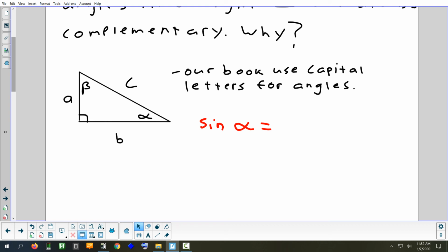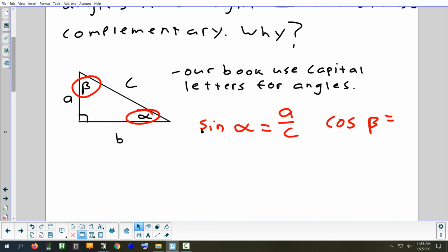A divided by C. Now, watch what I'm going to do here. I'm going to put the word co in front of the function I just used. Cosine. And I'm going to use the other angle, which remember, these two angles add up to 90. So what did we call them? They're complementary. So I did two things there. I put the word co in front of that function, and I use the complement to alpha.